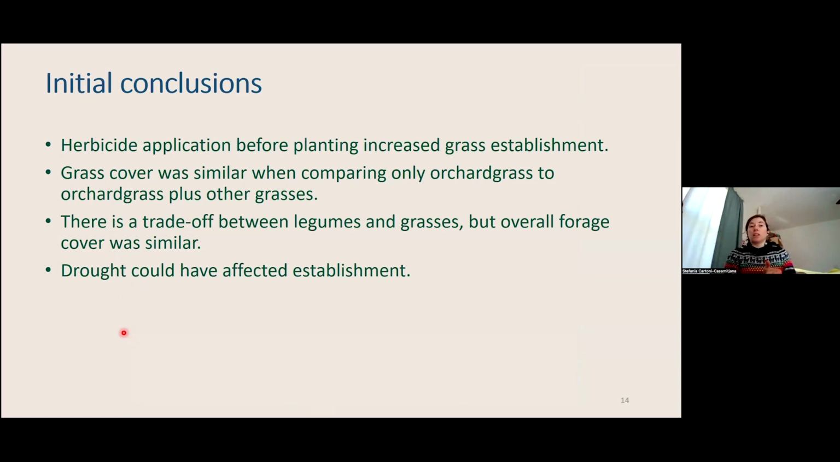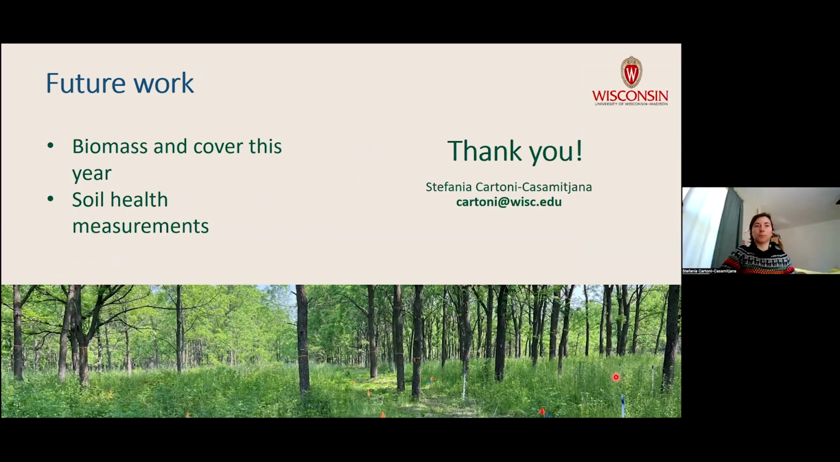So the initial conclusions that we have are that herbicide application before planting did increase grass establishment. The grass cover was similar, comparing only orchard grass or adding other grasses. And there is a trade-off between legumes and grasses, but overall forage was similar. And of course, the drought could have affected establishment.